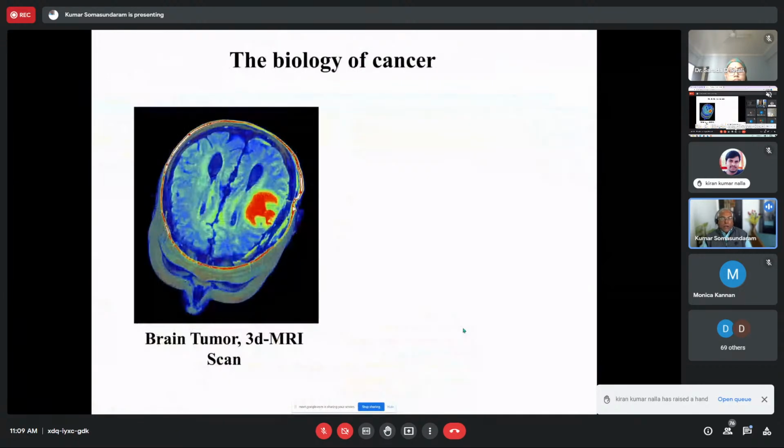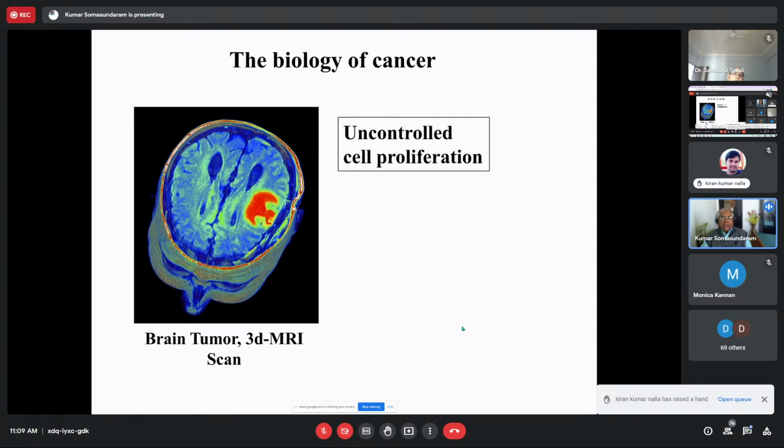So if you look at the biology of cancer, what you see on the left side is a pseudo-colored image of a glioma, the brain tumor. The simplest way one can define cancer is uncontrolled cell proliferation. Or you can also say, as the Vice Chancellor said, it is a genetic disease because there are genetic changes occurring in the cancer cells compared to the normal cells.